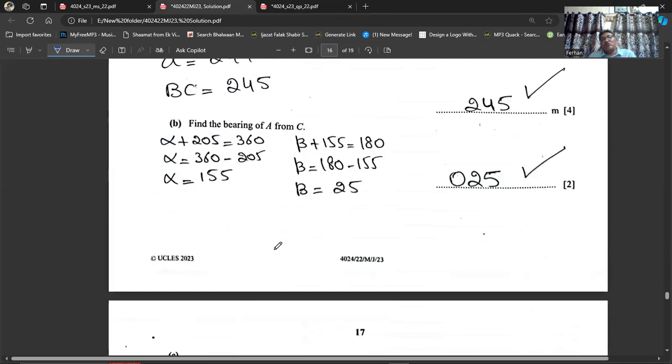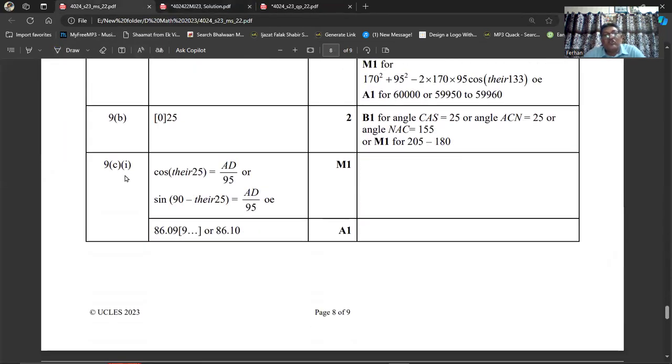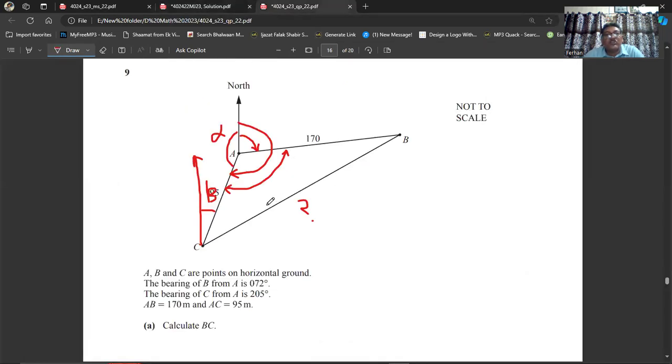So here we have the solution. Alpha plus 205, according to the diagram, is equal to 360. So alpha equals 360 minus 205, so alpha is 155. Beta plus alpha equals 180 because they are allied angles, so beta plus 155 equals 180. So beta equals 180 minus 155, so beta is 25. So 025 is the bearing of A from C. Hopefully you understand. This is the solution.